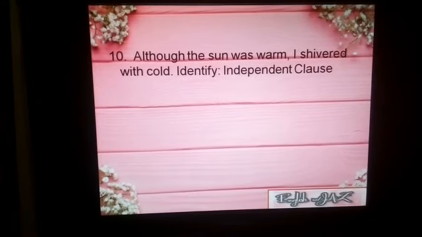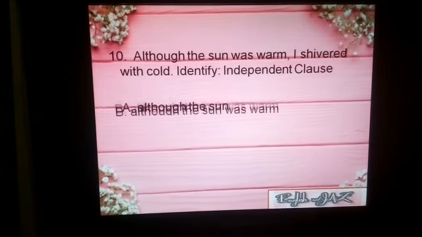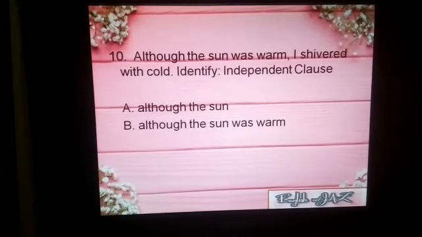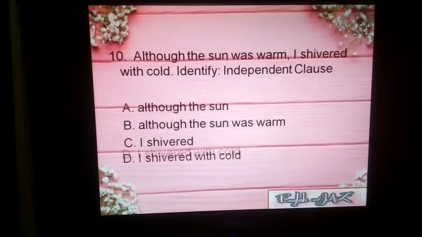Let's have now the last number 10. Although the sun was warm, I shivered with cold. Identify the independent clause. Letter A, although the sun. Letter B, although the sun was warm. Letter C, I shivered. Or letter D, I shivered with cold.